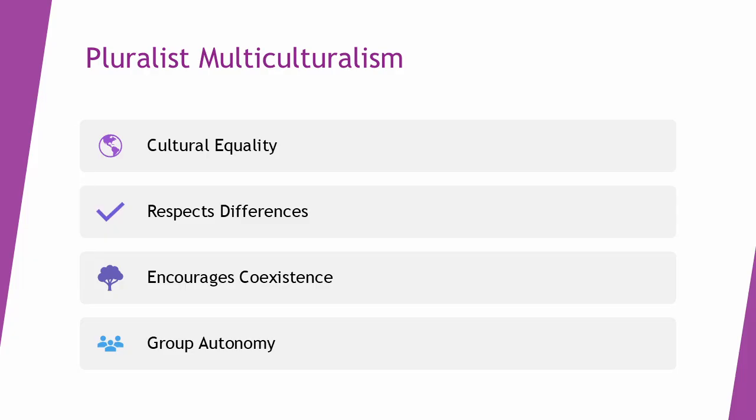The pluralist multiculturalist view on the state is that it should promote and protect the autonomy of cultural groups within a shared political framework. The pluralist multiculturalist view on politics of recognition is that every culture deserves equal respect and public acknowledgement as a foundation for inclusion. The pluralist multiculturalist view on culture and identity is that cultural identity is central to personal and social meaning and must be preserved to sustain human dignity.